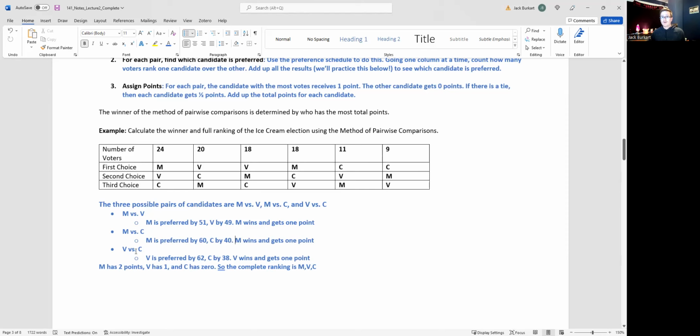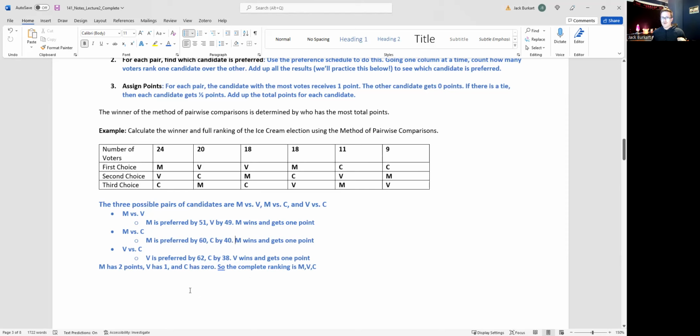These are all of the pairs. So now we just want to add up all of the points that we've awarded. It looks like M got 2 points right here, V got 1 point, and salted caramel C did not get any points. So that means the complete ranking of the candidates is mint chocolate chip, vanilla, and then salted caramel. So mint chocolate chip is the winner using the method of pairwise comparisons.